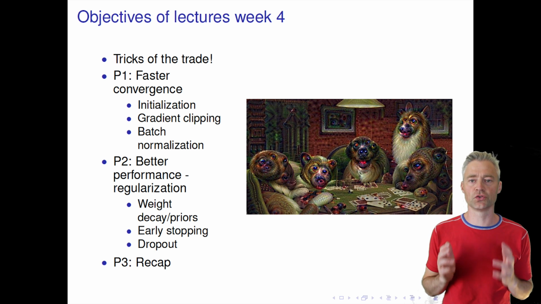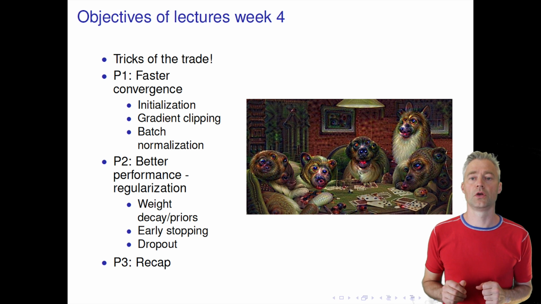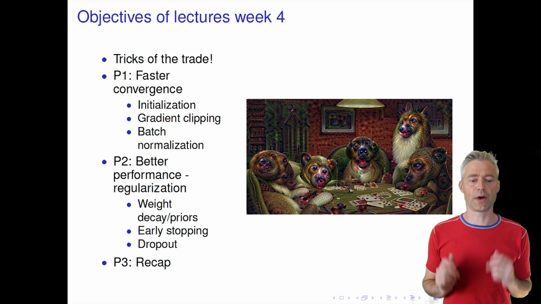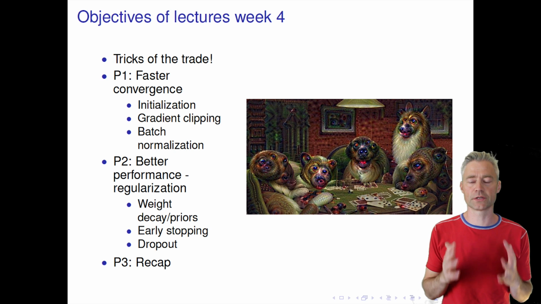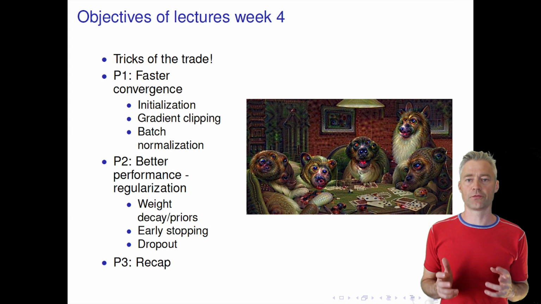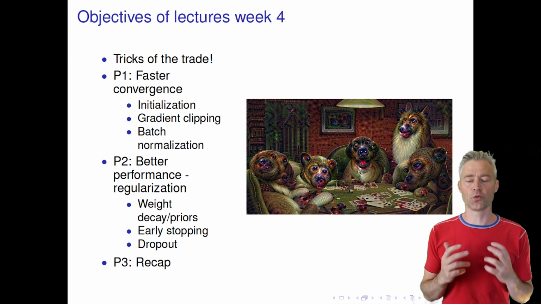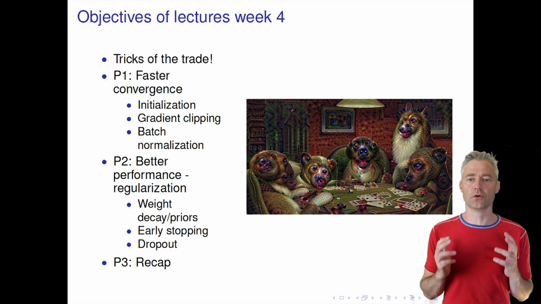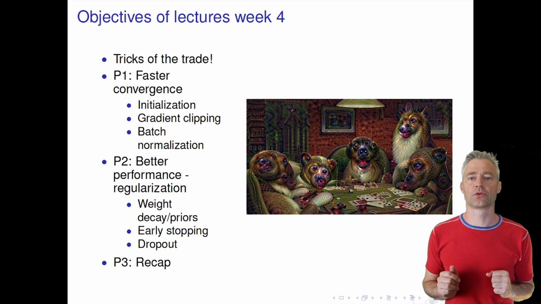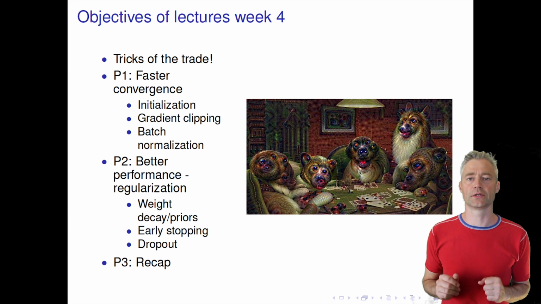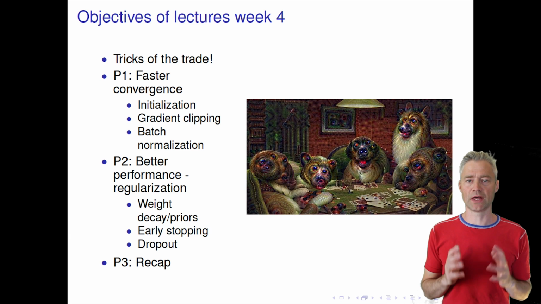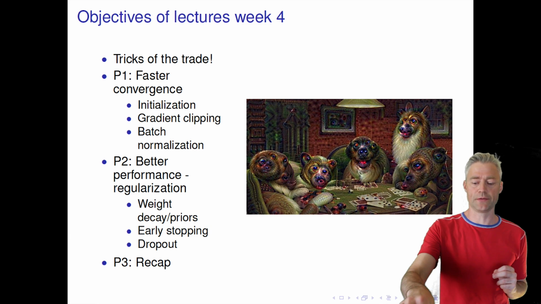First one is how do we ensure faster convergence, and convergence at all. We do that by clever initialization and by other tricks like gradient clipping and batch normalization. Then the second part is about getting better predictive performance, better generalization performance, and we do this by different types of regularization. Weight decay, weight priors is the classical way. More recently, a technique called dropout has been developed, which has shown really nice results, and I'll talk about all these techniques. And then in the end I will have a recap of this lecture.